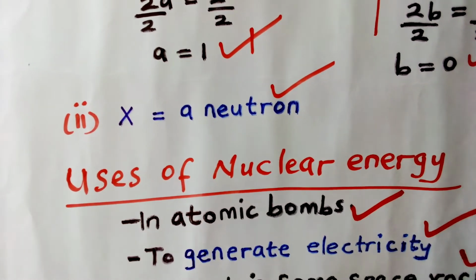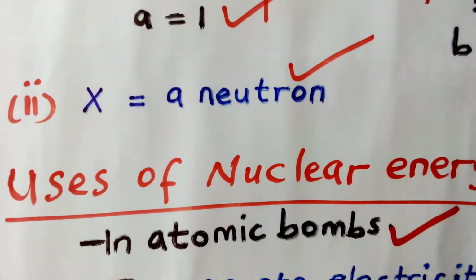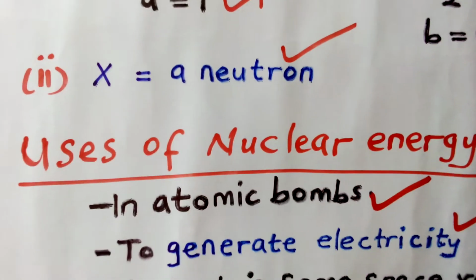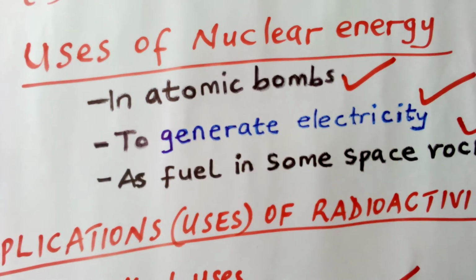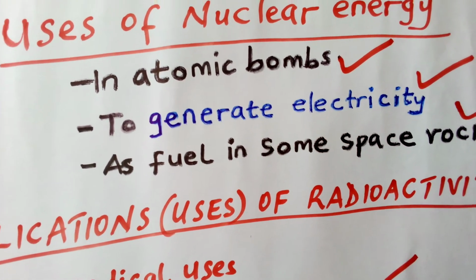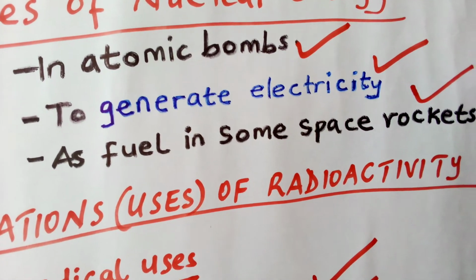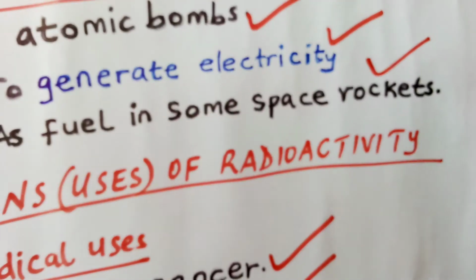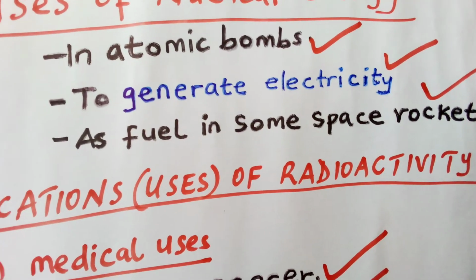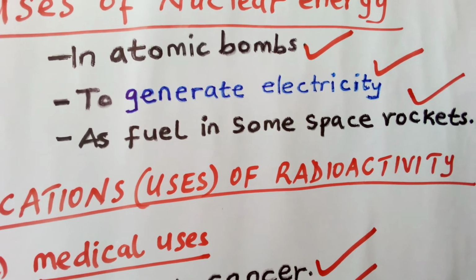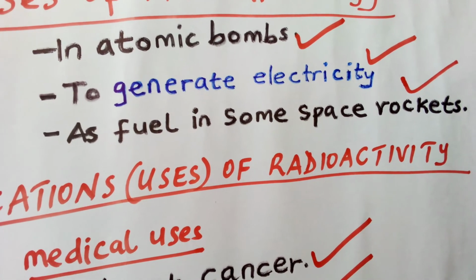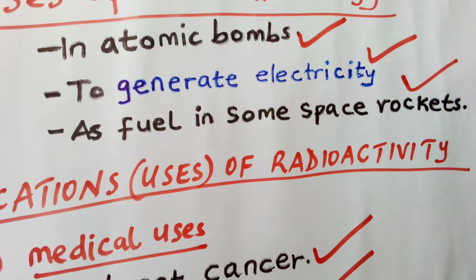Now let's move on to uses of nuclear energy. From the word nuclear, it means we are talking about the nucleus. By the way, there are 3 main sources of nuclear energy. We have fusion, which releases energy. Fission also releases energy, and also radioactive decay.